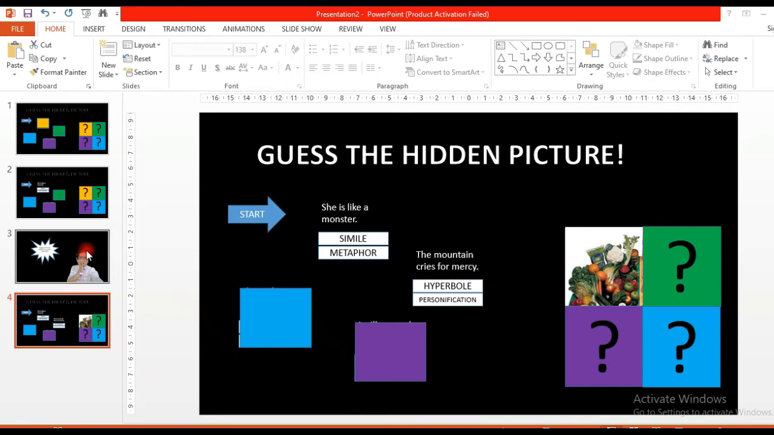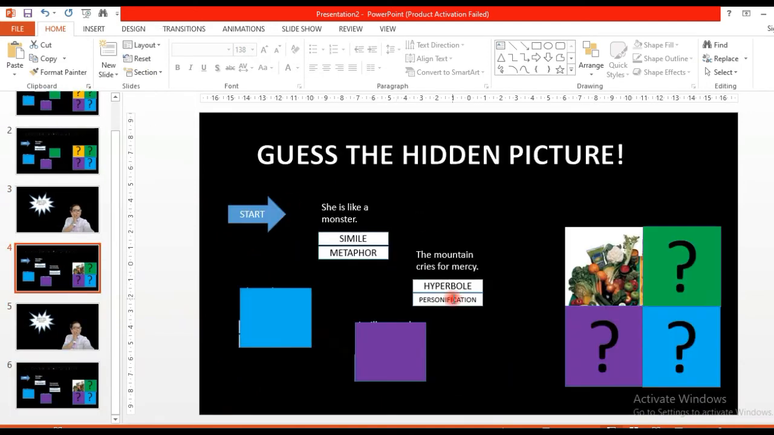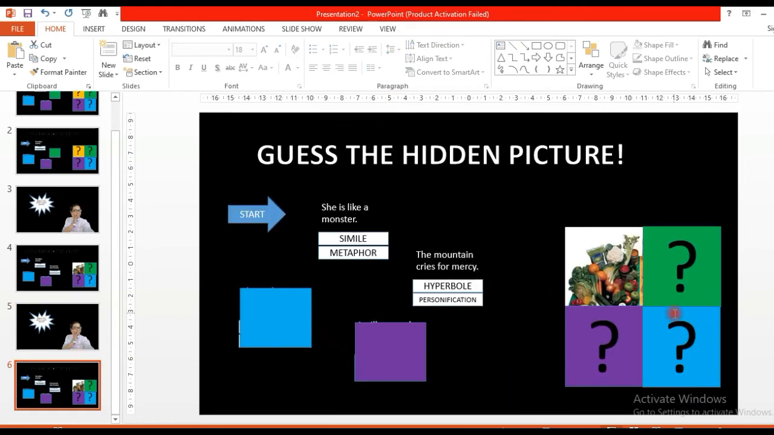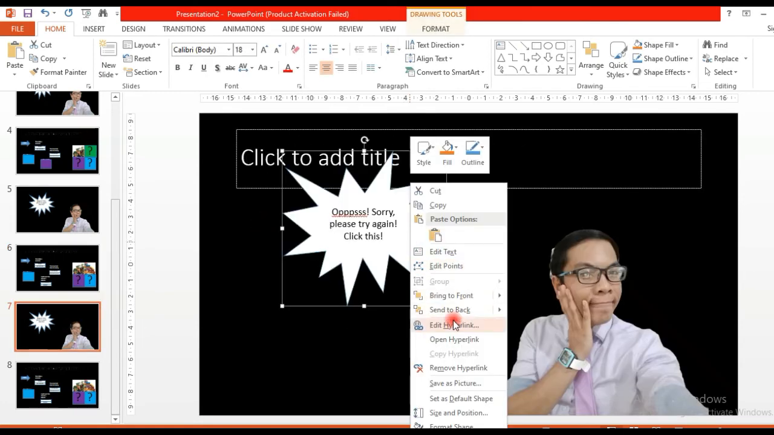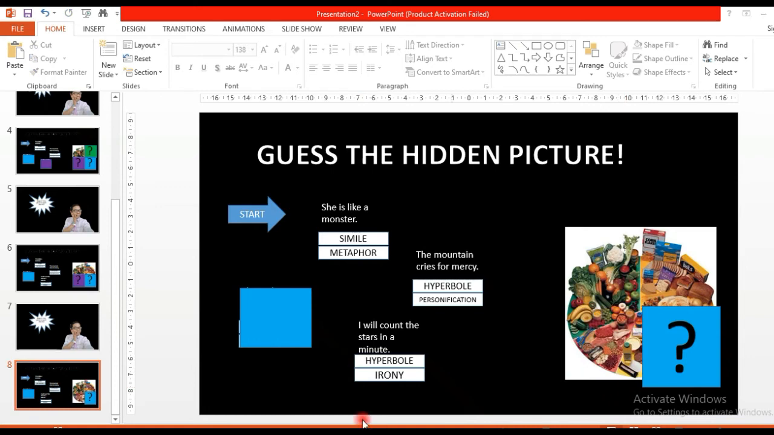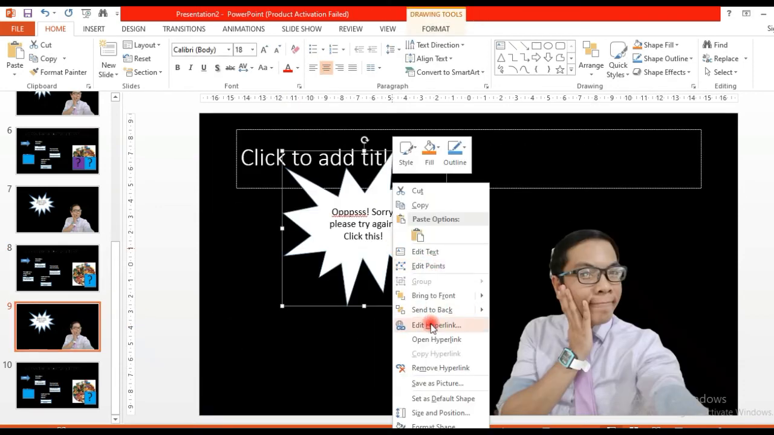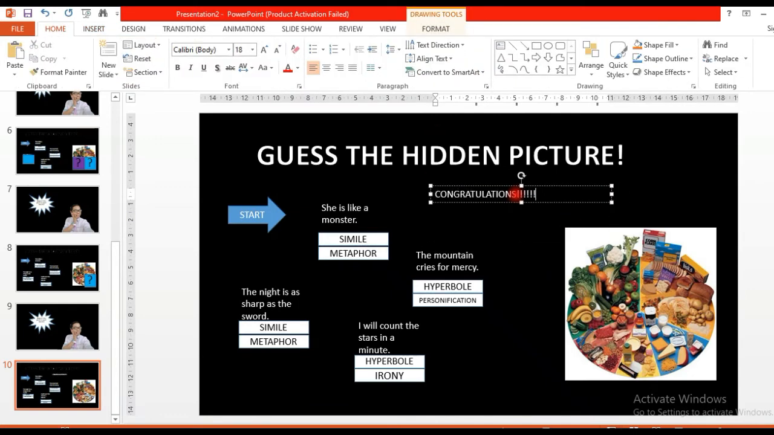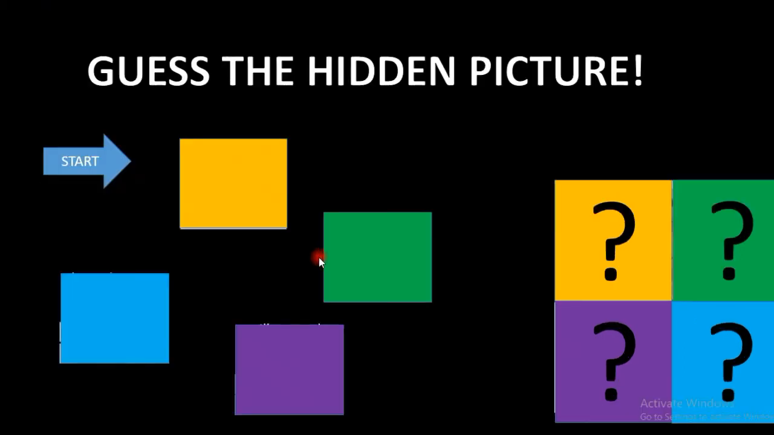Duplicate slides 3 and 4. Go to slide 4 and repeat the process of hyperlinking from slides 2 and 3. You can add text congratulations to the last slide or anything that you think best suits your learners' interests and preferences. Now let us preview our activity game.